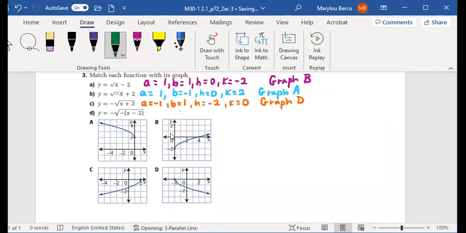Last example, y equals negative root negative x minus 2. So a will be equal to negative 1, b equals negative 1, h equals 2, and k equals 0. So the graph of y equals root x is reflected in the x-axis and in the y-axis and translated 2 units to the right. So therefore, it will be graph C.